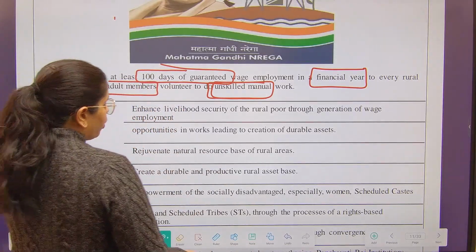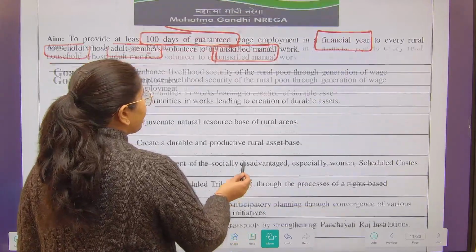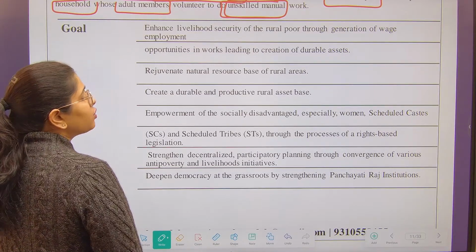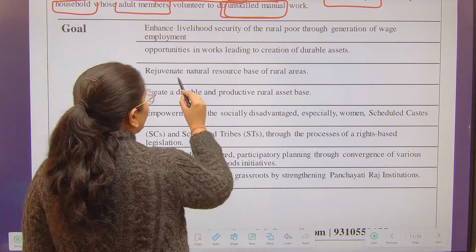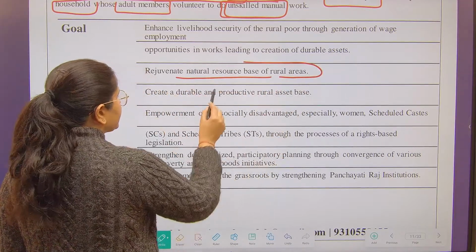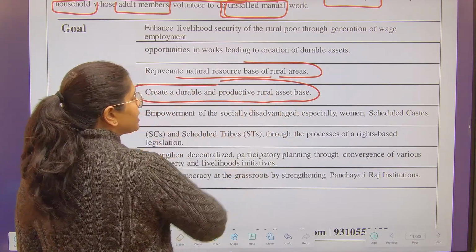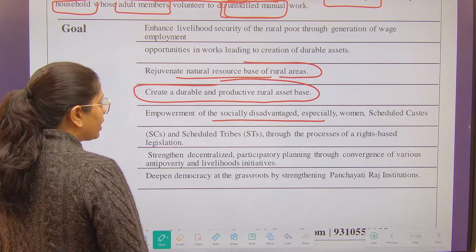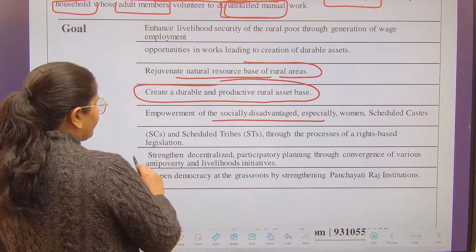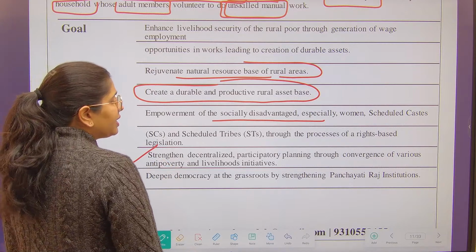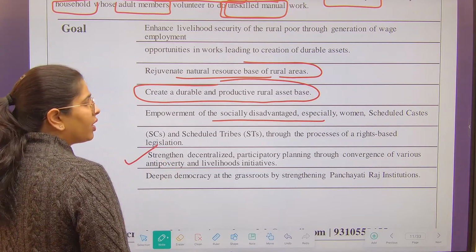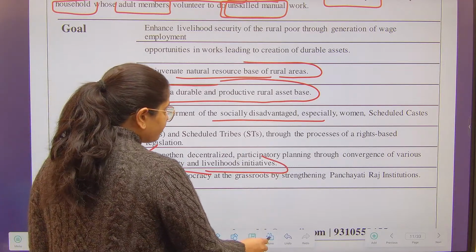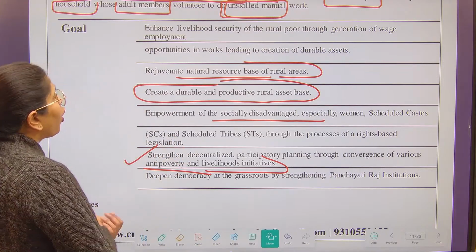So next, see what the goal is over here. The goal is to enhance livelihood security of the rural poor through generation of wage opportunities in work leading to creation of durable assets, regenerate the natural resource base of rural areas, creating a durable and productive rural asset base, empowerment of socially disadvantaged, especially women, Scheduled Castes, Scheduled Tribes, through the process of rights-based legislation, and then strengthening decentralized participative planning through convergence of various anti-poverty and livelihood initiatives. So these are all the focuses or all the objectives.